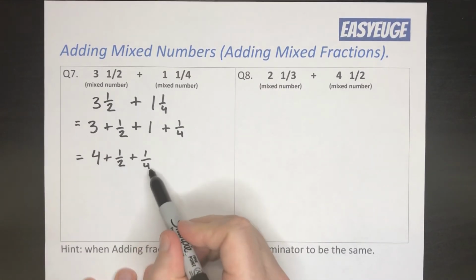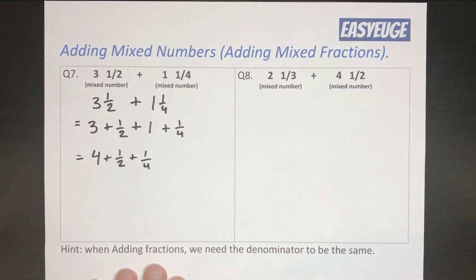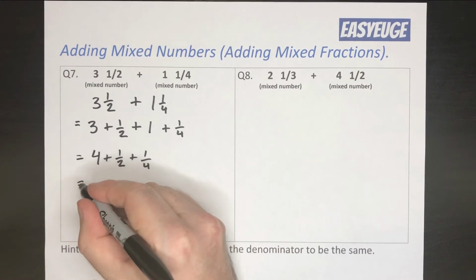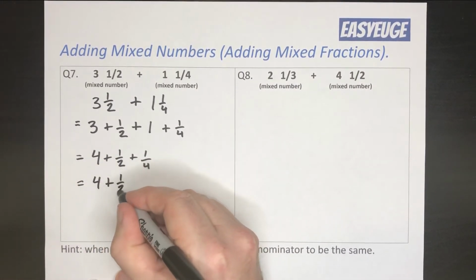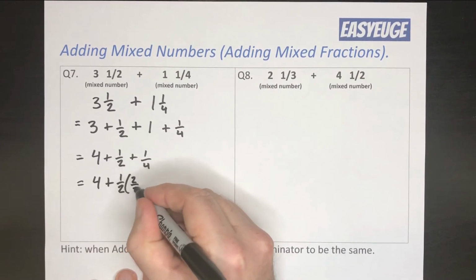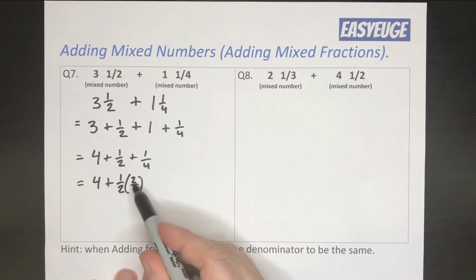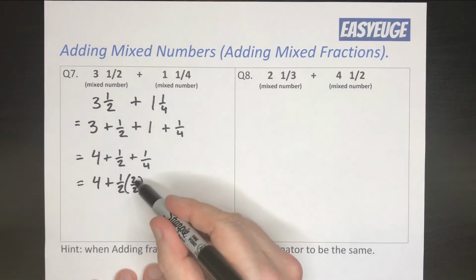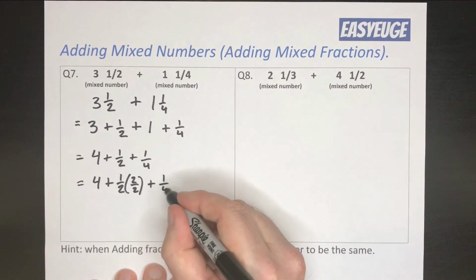So to add the half to the quarter, we need to turn that 2 into a 4. And as you've seen in my previous videos of how to add fractions, let's change this half. So let's rewrite this as 4 plus 1/2, and let's multiply the top and the bottom of that by 2. Because when you multiply any fraction by 2 over 2, or 3 over 3, or whatever the number is, it's essentially multiplying by 1. Let's add on the quarter.